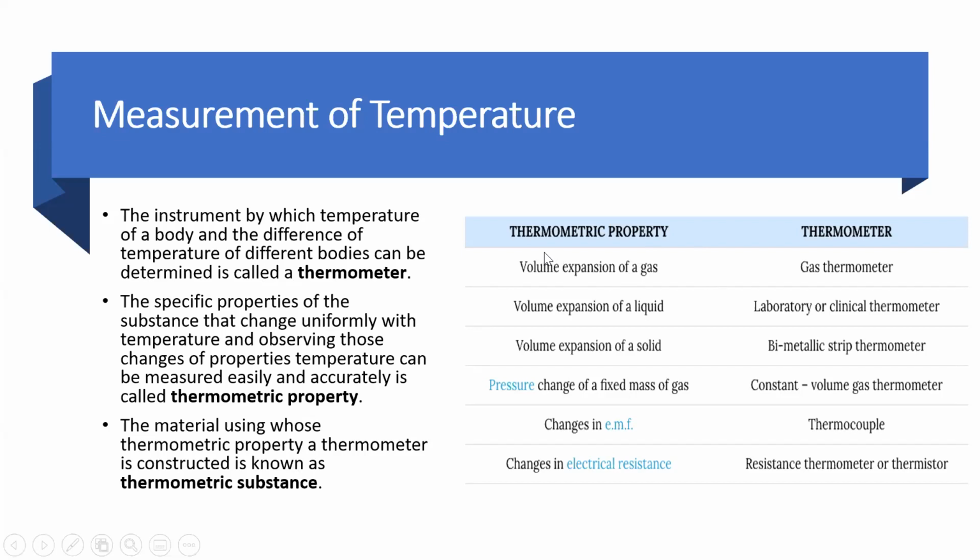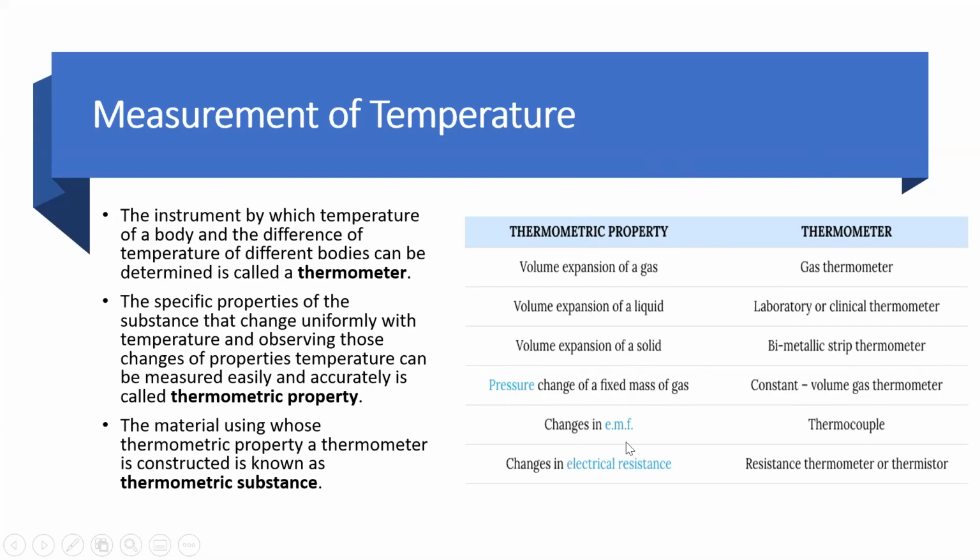If it is so, let us see some of the thermometric properties and the thermometers that use them. Volume expansion of gas is used in gas thermometers. Volume expansion of liquid like mercury is used in laboratory thermometers, clinical thermometers, etc. And volume expansion of solid is used in bimetallic strip thermometers. There will be two metal strips, each one will expand in a different way with temperature. Then pressure change of a fixed mass of gas, so constant volume gas thermometer.